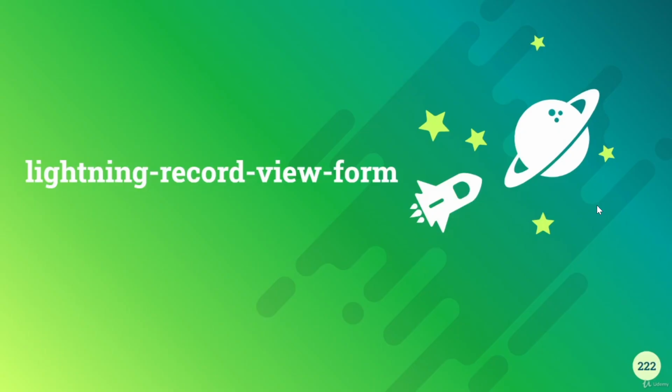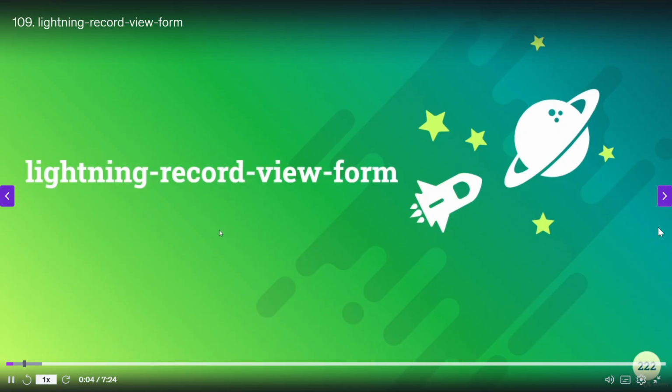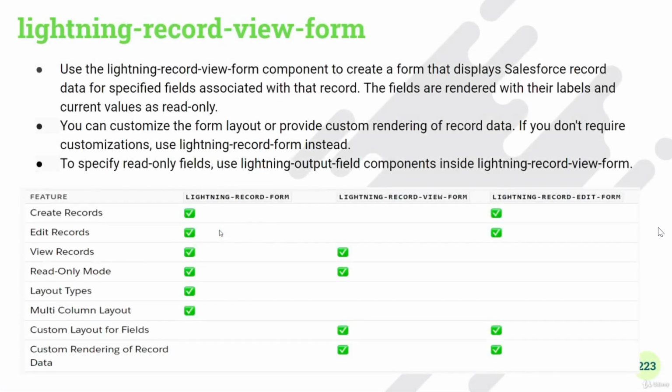In this video, we'll learn Lightning record view form. So this is the second type of our base Lightning component. In the previous video, we already saw what Lightning record form is and when to use it. Now we're going to talk about Lightning record view form. So we use this form whenever we want to display some Salesforce record onto the screen, and it will always show the data in read-only mode, and it shows the labels of the fields whatever you have configured in Salesforce, right? So it will show the data, it will show the labels.